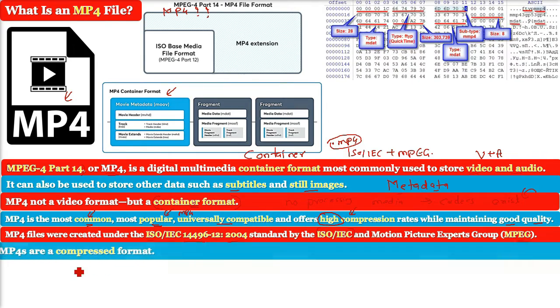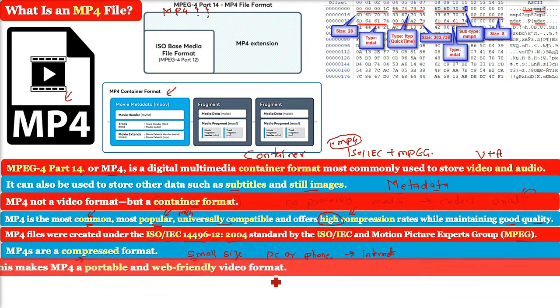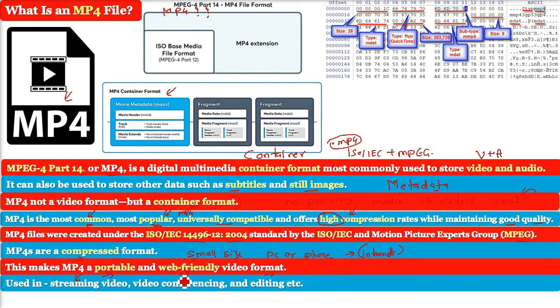MP4s are a compressed format. The video file has been shrunk, so it uses up less space on your PC or your phone, or when it is streamed on the internet. This makes MP4 a portable and web-friendly video format. It is used in various applications, including streaming video, video conferencing, and editing.